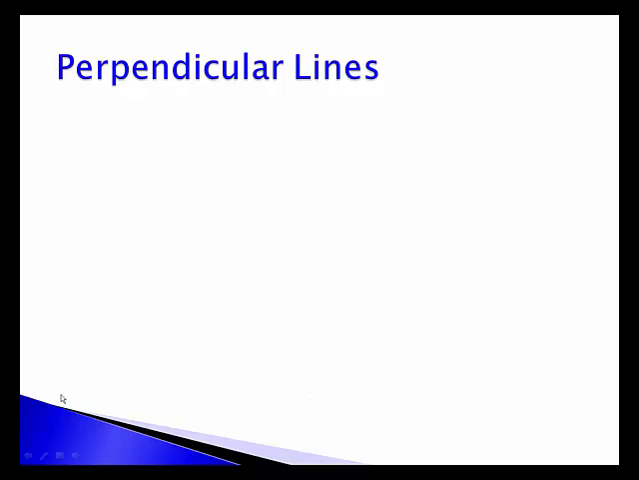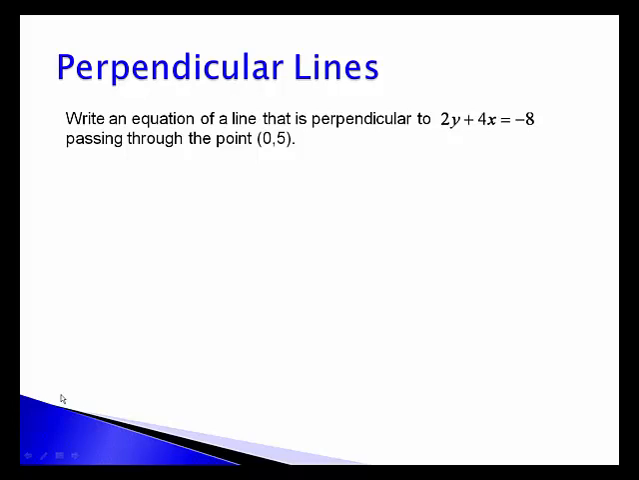Now let's continue looking at perpendicular lines, and this time we want to write an equation of a line that is perpendicular to 2y plus 4x is equal to negative 8, passing through the point (0, 5). This time we need to examine what the slope of this line is. I need to caution you to be very careful, because before you can identify the slope, it must be written in the form y is equal to mx plus b, and this one is not. So what we would need to do here is solve for y before we can continue.